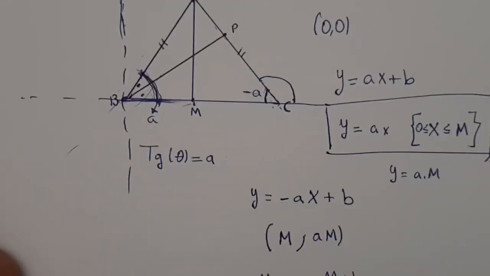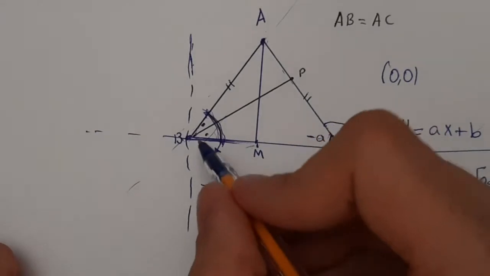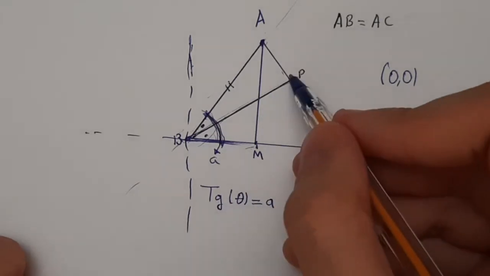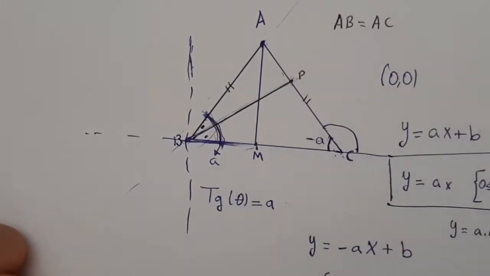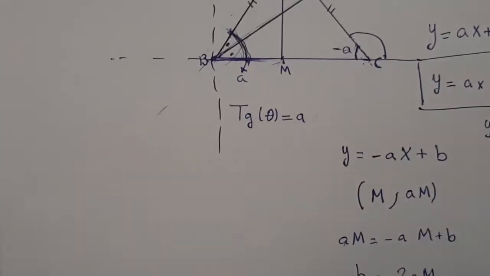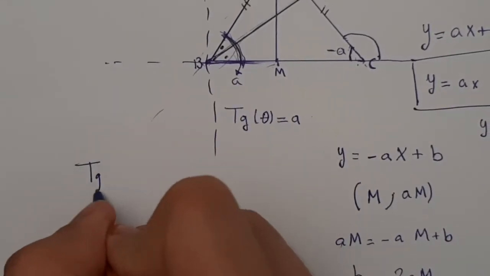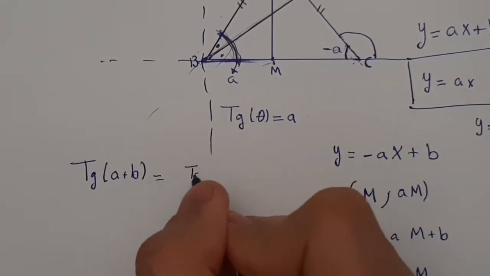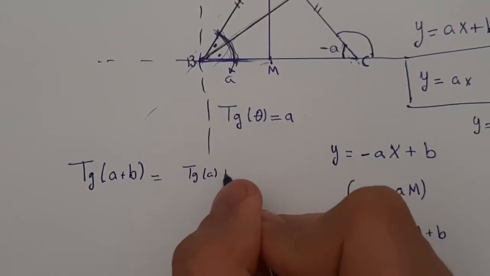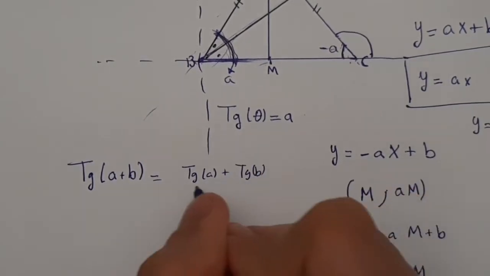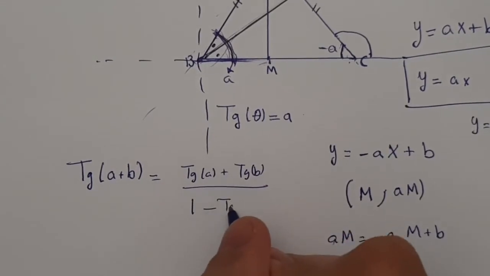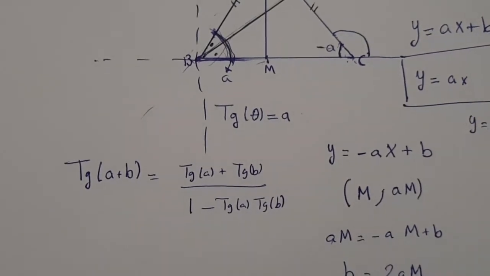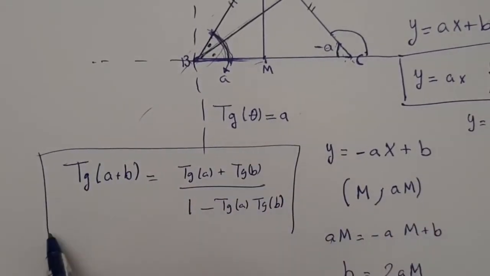Now for our third and final line, this line over here, which will be the most difficult to compute for now. How do we compute this line? Now I'm going to need you to remember a formula. If you have the tangent of a plus b, it is equal to what? The tangent of a plus tangent of b divided by 1 minus tangent of a multiplied by the tangent of b, okay? This formula from trigonometry, the formula for the tangent of a plus b.